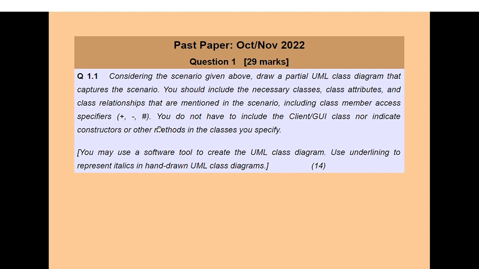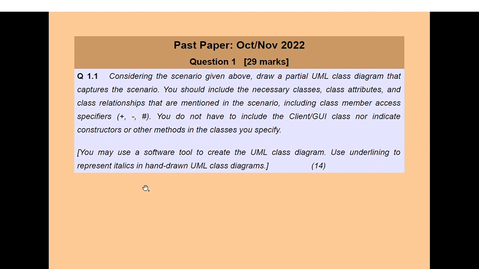Then you do not have to include the client GUI class nor indicate constructors or other methods in the classes you specify. Please take note of that. Do not waste your time putting in constructors or any kinds of methods. It's not required. Remember, we are looking at a partial UML class diagram. Only include the information that is actually specified here.